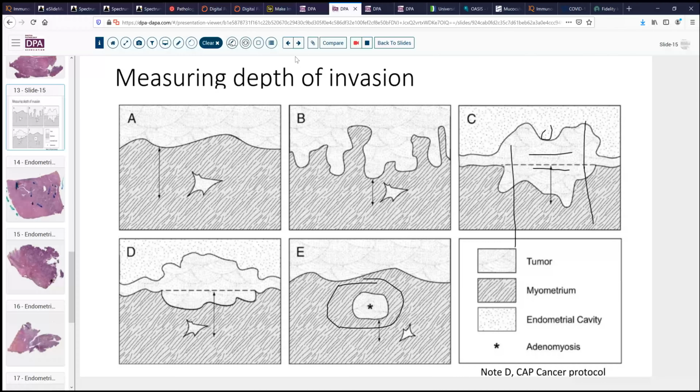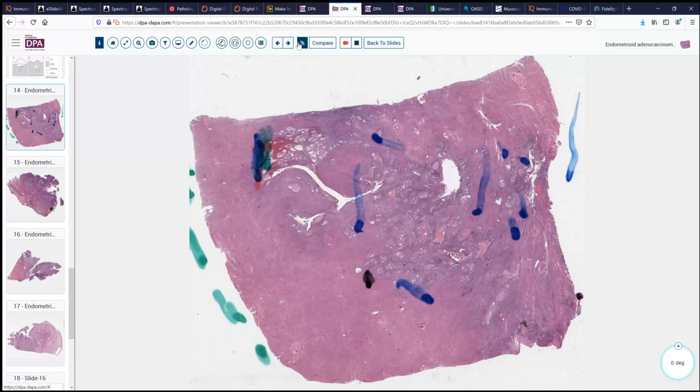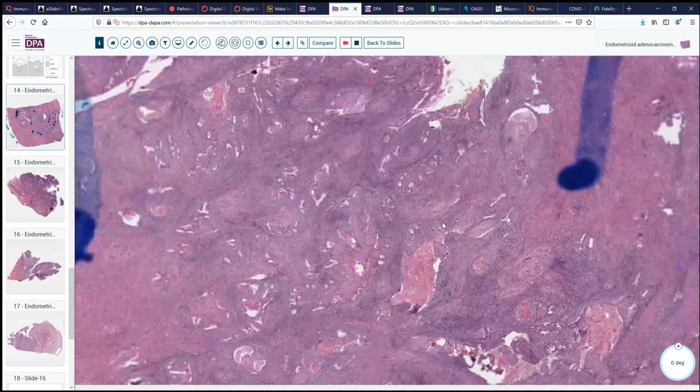So let's just look at a couple of other examples to illustrate some of the problems with measuring depth of invasion. And the first one is, as I've indicated, getting a good section is very, very important. So here is a section of endometrial carcinoma and a surrounding myometrium. Here we'll go to high magnification.